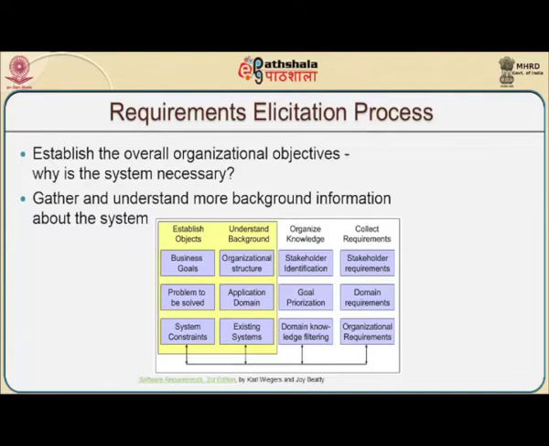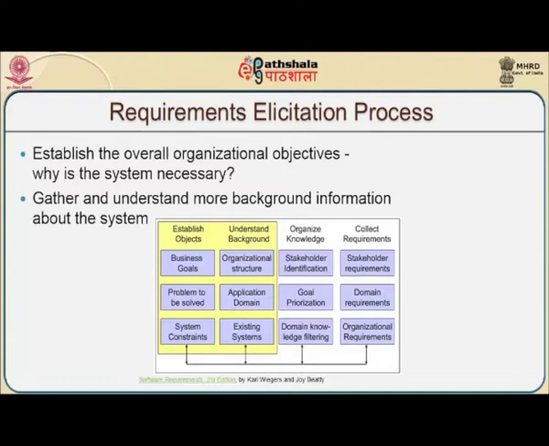So this elicitation has 4 stages, as I have already told you. First is establishing the objectives. The major organizational objectives should be established, including general goals of the business, an outline description of the problem to be solved, why the system is necessary, and the constraints of the system need to be pictured.